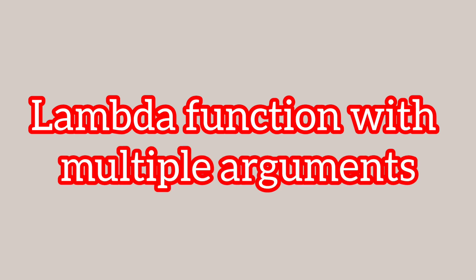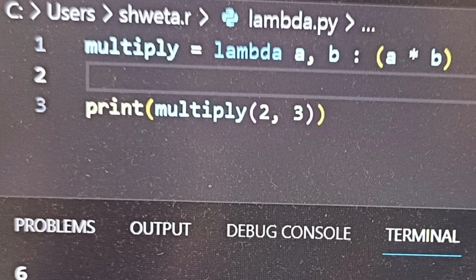Now we will see a lambda function with multiple arguments. For example, here we are passing two arguments a and b and returning their product.